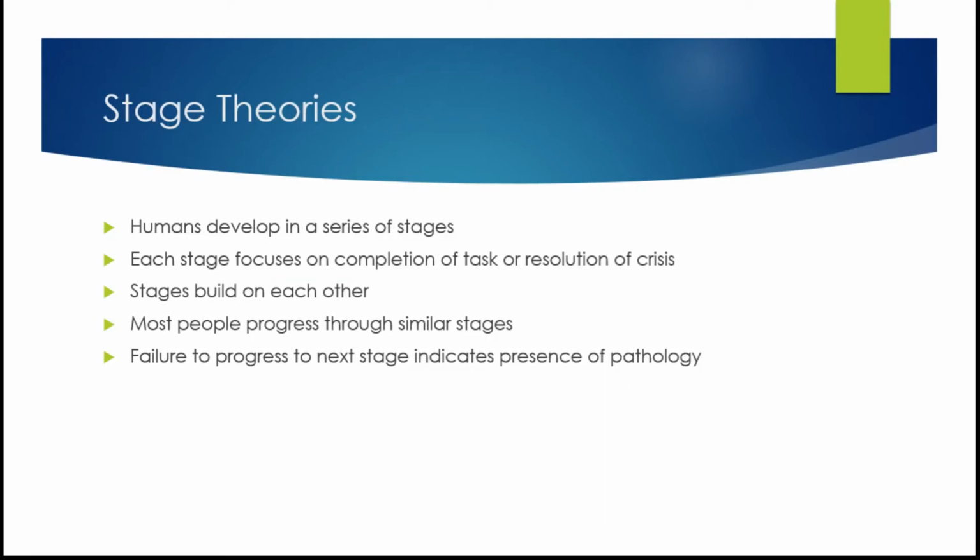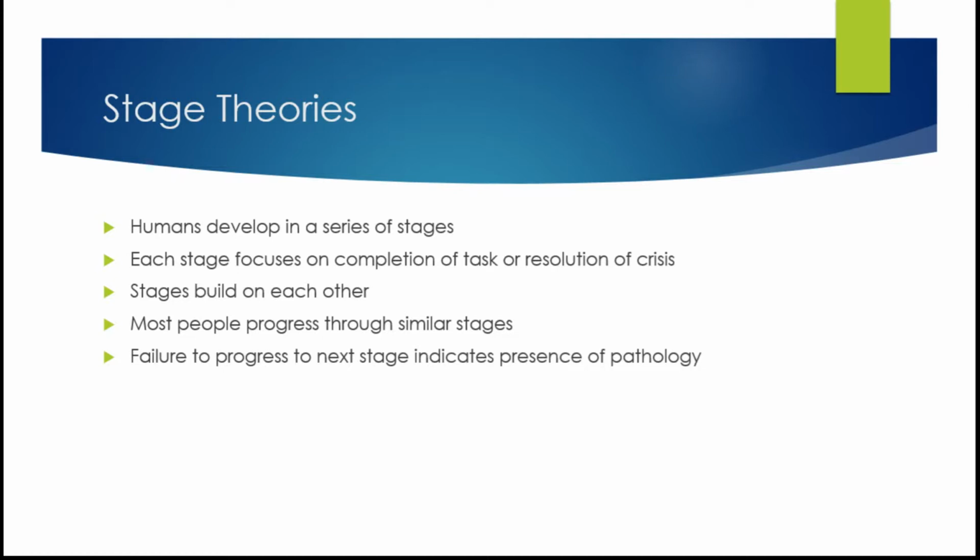Just a reminder that a lot of the developmental theories that we use most frequently, the most common ones, are what we call stage theories. These suggest that human beings develop in a series of stages, and that each stage focuses on completion of a specific task or resolution of a crisis. In these theories, the idea is that these stages build on each other, and that most people progress through similar stages. So what happened to me when I was 3 years old is pretty similar to what happened to you when you were 3 years old, even though I'm 20 or 30 years older than you.